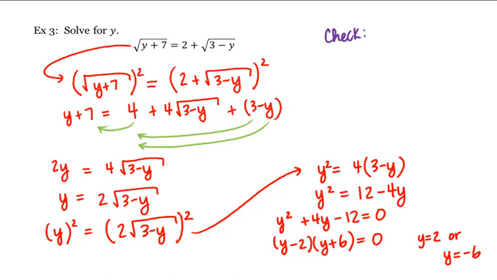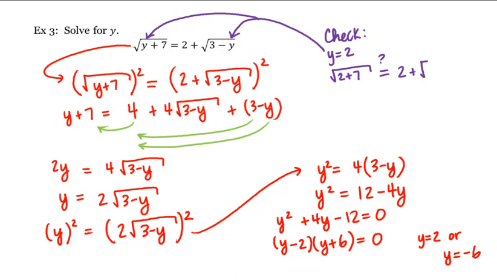So let's start with y equal to 2. So we have to plug in y equal to 2 in this original equation, wherever we see a y, before we squared both sides. So the question is, is the square root of 2 plus 7 equal to 2 plus the square root of 3 minus 2? Or is the square root of 9 equal to 2 plus the square root of 1? And it is, because the square root of 9 is 3, and the square root of 1 is 1, and 2 plus 1 is 3. So yes, that works.